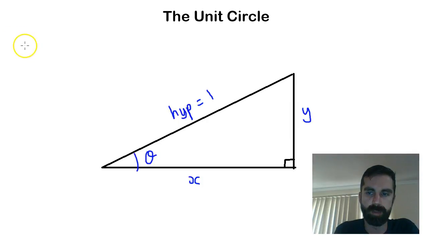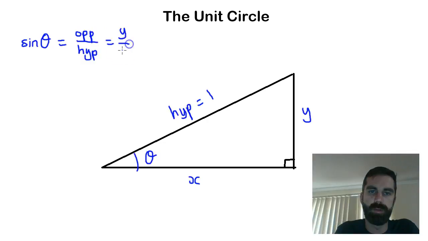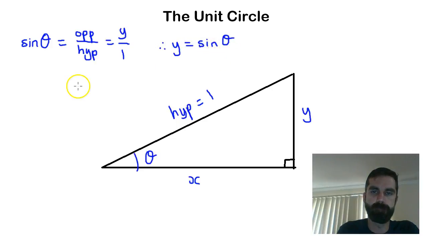Well, let's look at our trigonometric ratios. The sine of theta is going to be the opposite over the hypotenuse. I'll write this out, which is y over 1. Now, if I think about that, y over 1 is just y. So really, this tells us that y is equal to the sine of theta.